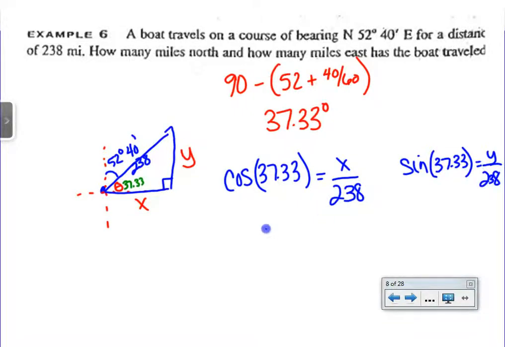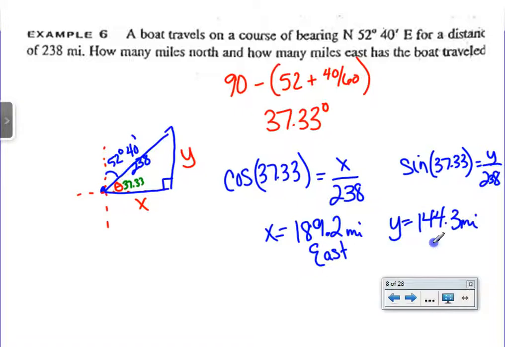So cross multiplying for my x direction, I think I got 189.2 miles. And that was east. I want to be as specific as possible. And then for my y direction, which is north, I got 144.3 miles north. Okay.